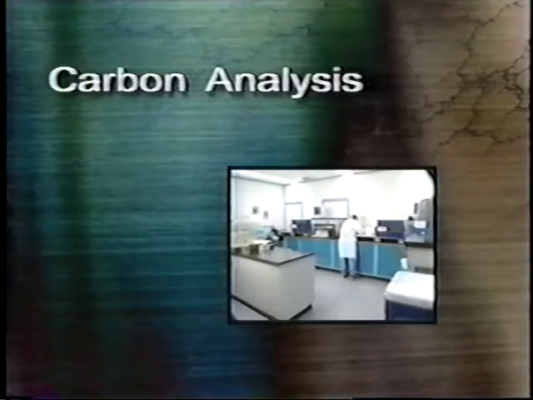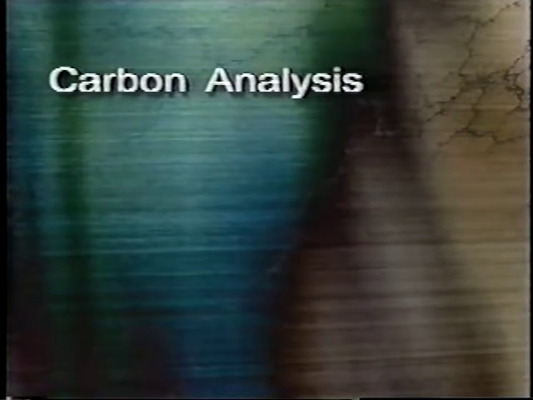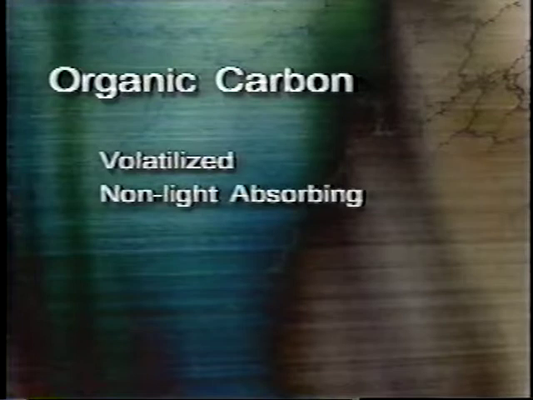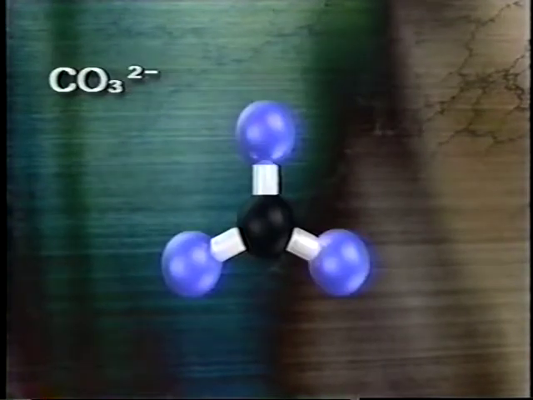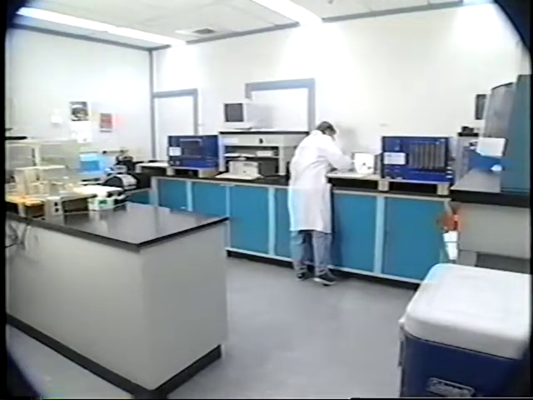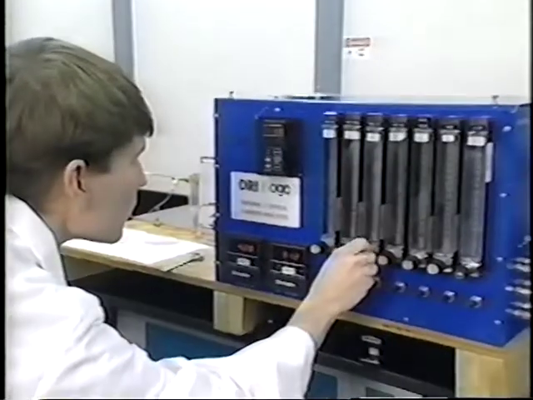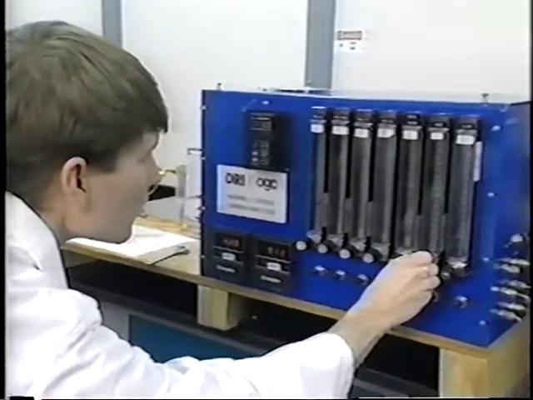The final analytic method we will discuss is carbon analysis. 3 classes of carbon are commonly measured in ambient aerosol samples collected on quartz fiber filters. First, organic, volatilized, or non-light absorbing carbon. Second, elemental or light absorbing carbon. And third, carbonate carbon. Sampling and analysis methods for carbonate carbon have not yet evolved for use in practical monitoring situations. For organic and elemental carbon, however, several analytic methods have been evaluated.